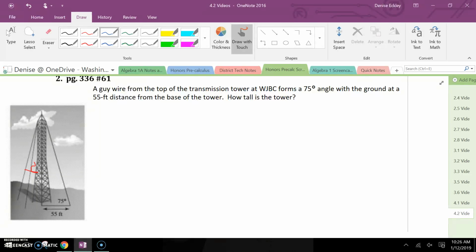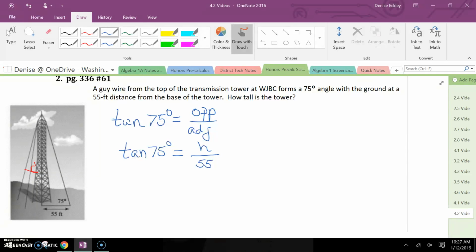So the one we're most familiar with is tangent, so I will use tangent. So tangent of 75 degrees is going to equal the side opposite that angle divided by the adjacent side of that angle. So tangent of 75 degrees is going to equal the height of our tower, which is our unknown, divided by the 55 feet, which is how far away the guy wire is attached to the base of the tower.